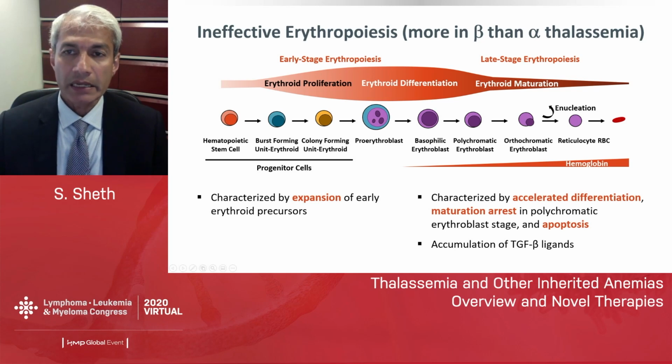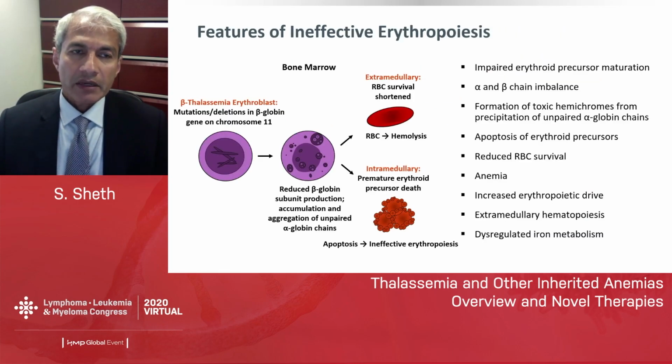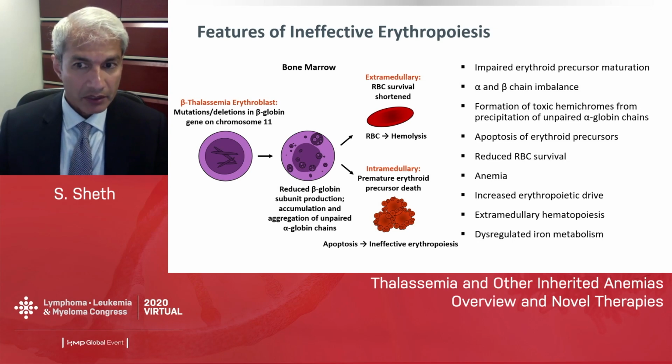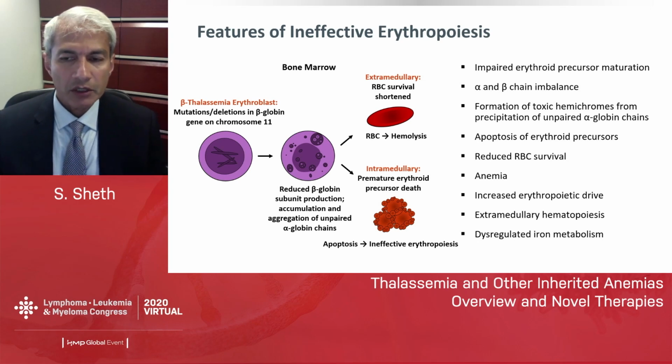So to summarize, the features of ineffective erythropoiesis, which result primarily because there's an imbalance between alpha and beta chain production in thalassemias. This results in impaired erythroid precursor maturation, a formation of toxic hemichromes within these precursors, precipitation of the unpaired alpha globin chains or beta globin chains, depending on what abnormality you have, apoptosis of those precursors in the marrow itself.